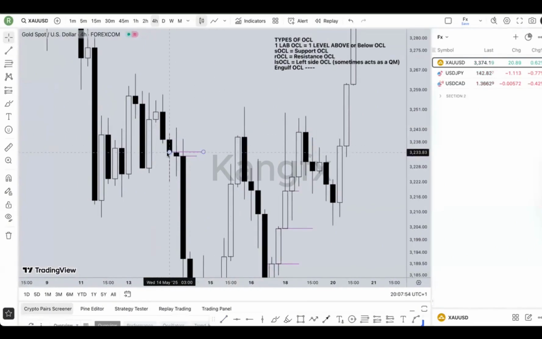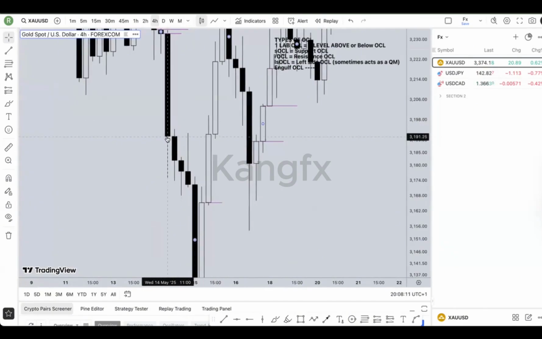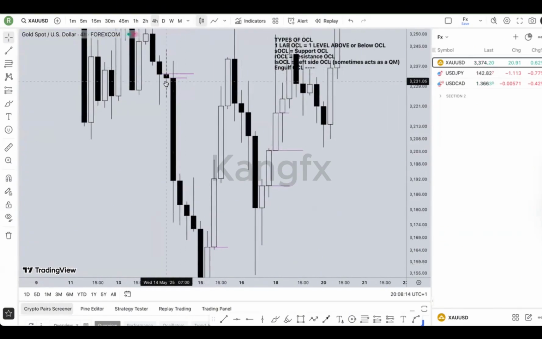This is a one lap OCL because if I look one level above, this is a level, the direct level above this level. This is not a resistance. So here is my one lap OCL. This one also, if I check one level above it, is another OCL. It's not a resistance. So here qualifies to be my one lap OCL. If I check here also, one level above is another OCL. Or if I check one level above, is even this SBR, support become resistance. So it's not a resistance.